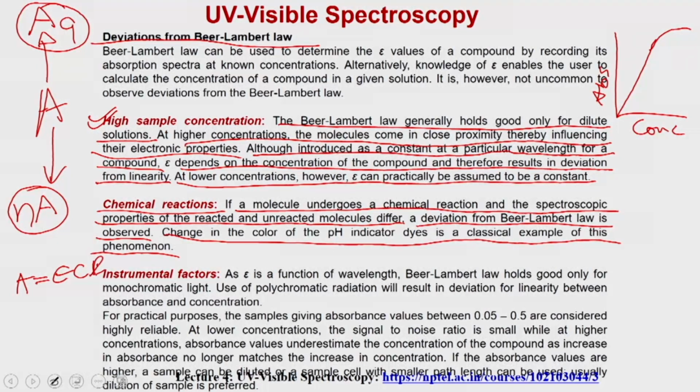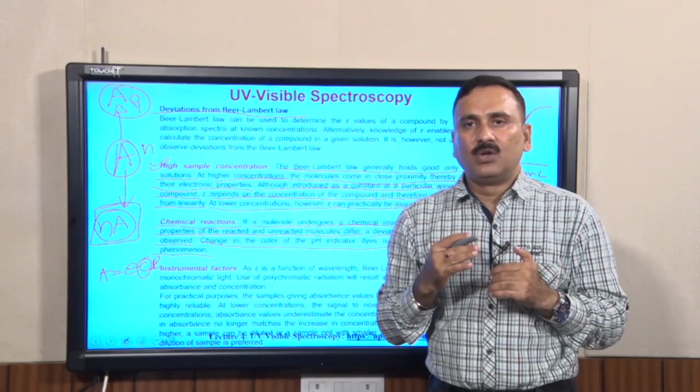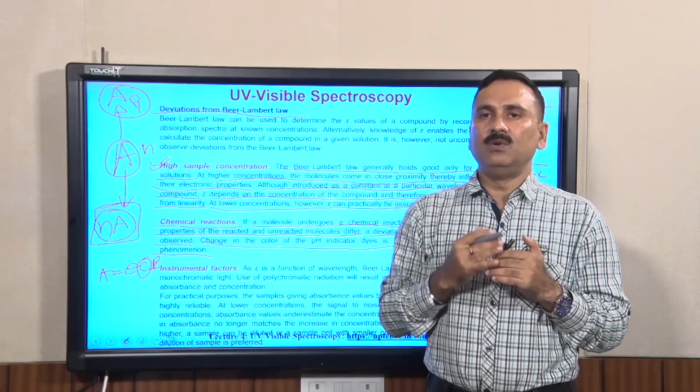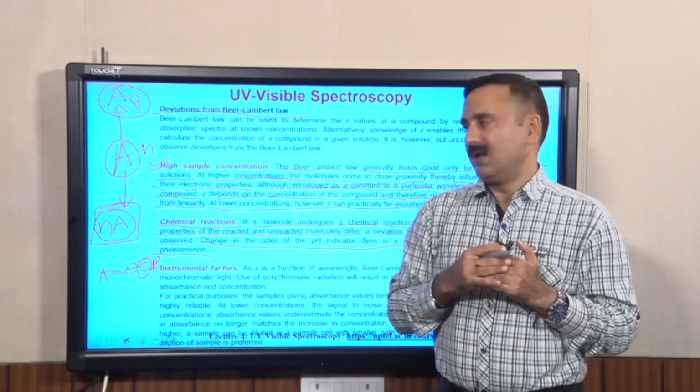If the A, which is actually n molecules, will become one molecule, then the concentration of the particular A is going to be reduced by n times. Similarly, if the A is going to be polymerized and will give you A n, then also there will be a change in concentration. So that also is going to give you a deviation from the Beer-Lambert law.